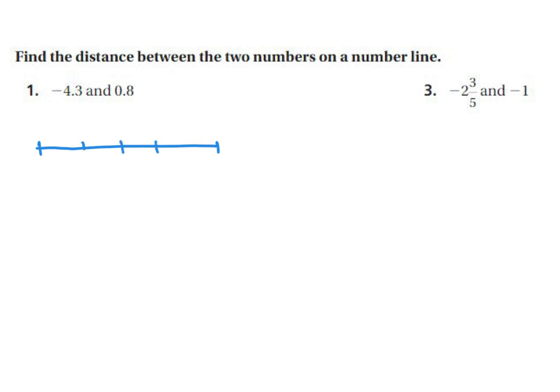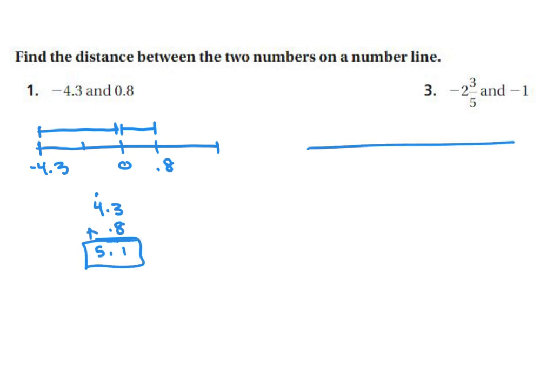Negative 4.3 is going to be to the left of 0. 0.8 is going to be to the right of 0. By visualizing this, we can now see that we have a distance here, an absolute value, and an absolute value there. So we're going to be finding the sum of the absolute values, 4.3 and 0.8. When we add those together, we get a total distance of 5.1.